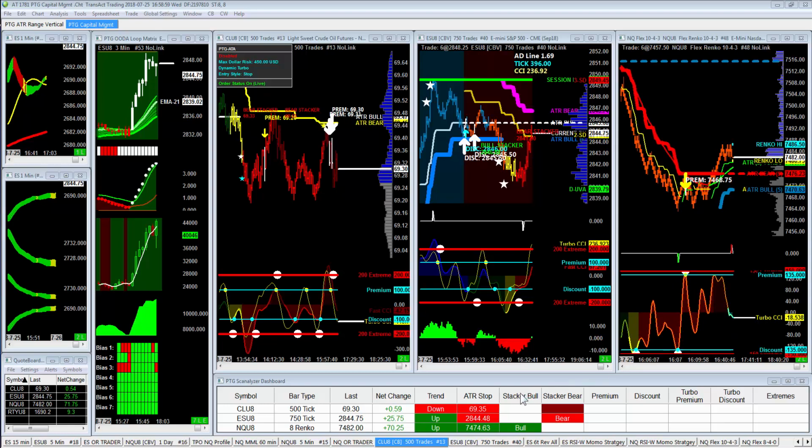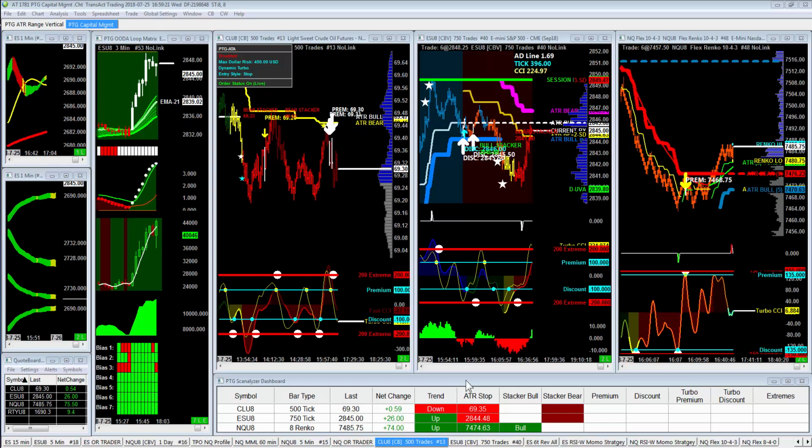So if you take a look down at the Scanalyzer dashboard yet again with that white area, as I mentioned earlier, the three categories of trade setups fall under average true range, ATR, stackers, bull and bear stackers, premium and discounts, which is subdivided into standard premium and discounts or turbo premium and discounts, and then extremes. All right, and again, the signals are generated on that Scanalyzer dashboard as well as directly on the screen.